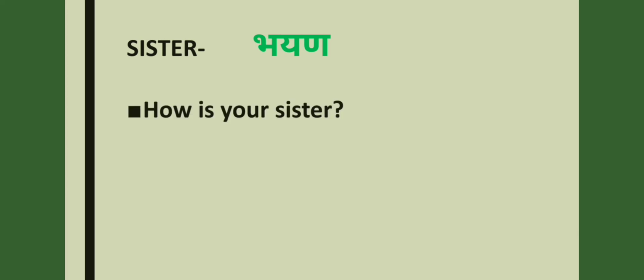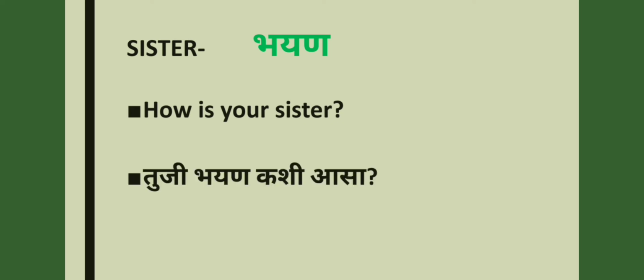How is your sister? In Konkani we ask as तुजी भयण कशी आसा? तुजी भयण means your sister. कशी means how.